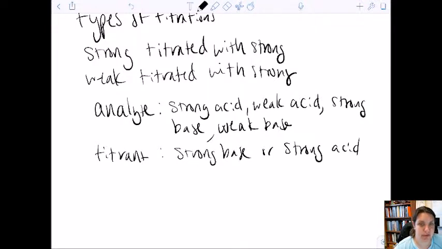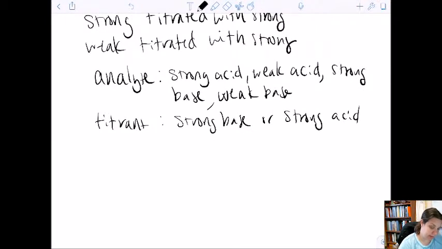In class, we'll go over the steps of how to determine pH along the way. There's several steps depending on where you are within your titration and what type of titration you're doing, whether it's strong-strong or strong-weak. So we'll go over all of that when we go to class.